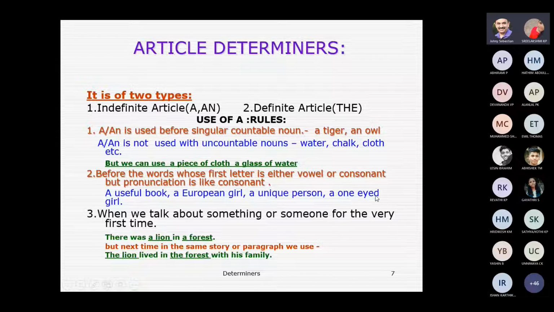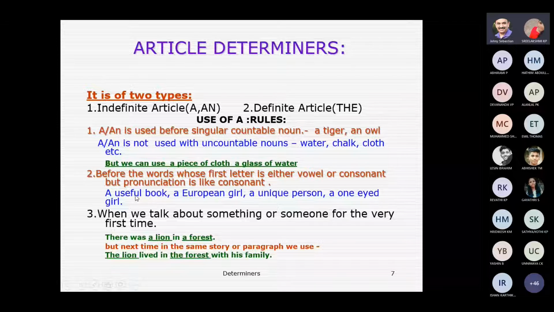These are examples of places where we use a, even though you have got the vowel, because the sound is different. So you concentrate on the vowel sound, not on the vowel letter. You have to pronounce and see correctly what sound is there. If it is a consonant sound, a is used.